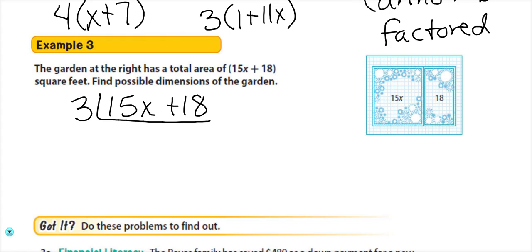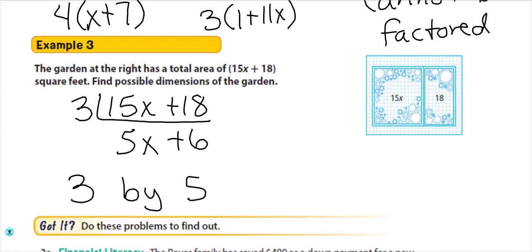And then we're going to divide, so that's going to give us 5x, and then plus 6. All right, so the dimensions will be 3 by 5x plus 6. Okay? And actually that's feet. So let me put feet here. 3 feet by 5x plus 6 feet. There we go.